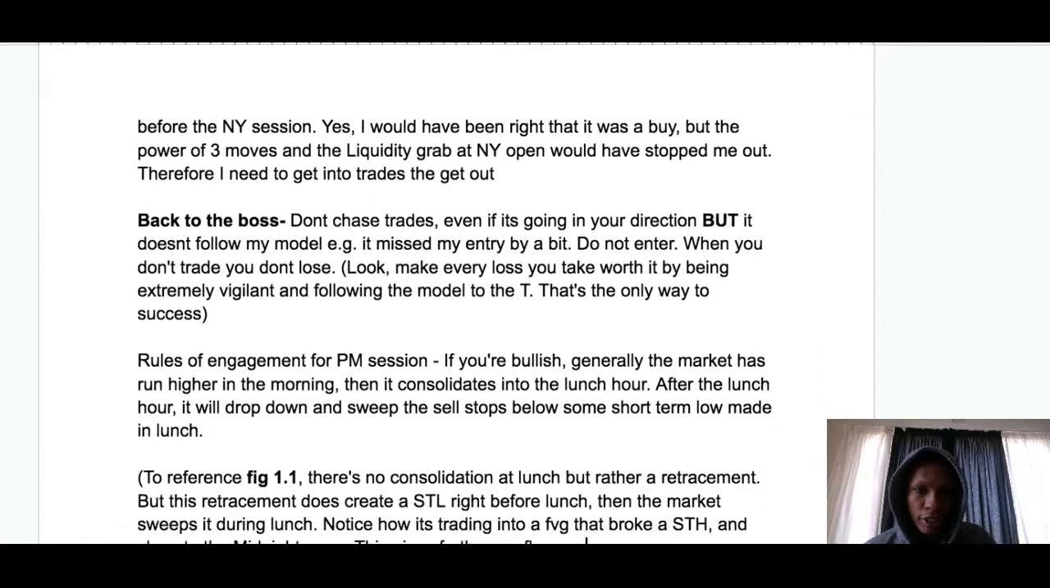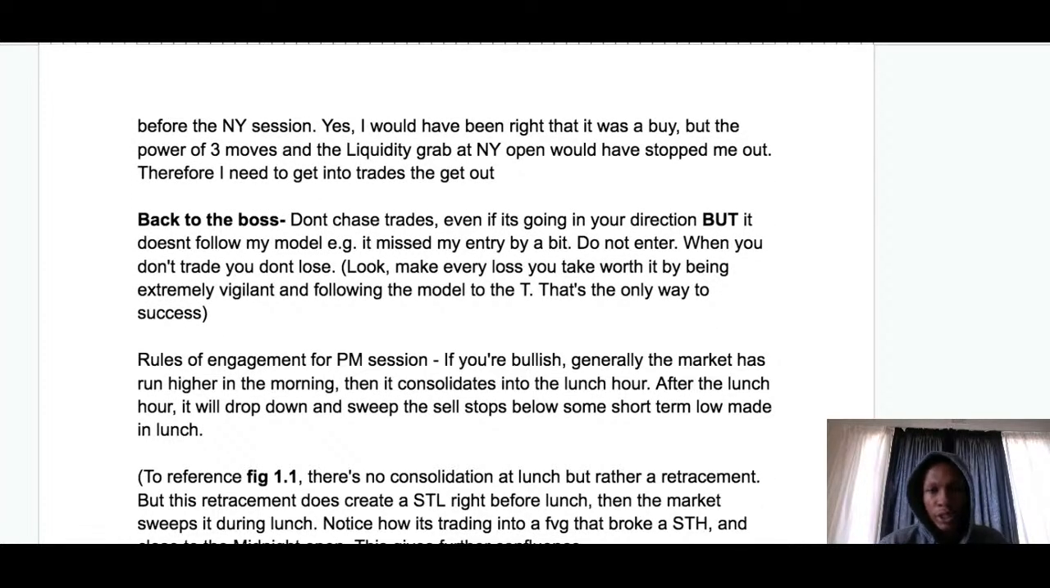So here I say, back to the boss, don't chase trades. Even if it's going in your direction, but it doesn't follow my model, e.g., it missed my entry by a bit, do not enter. When you don't trade, you don't lose. Look, make every loss you take worth it by being extremely vigilant and following the model to the T. That's the only way to success.